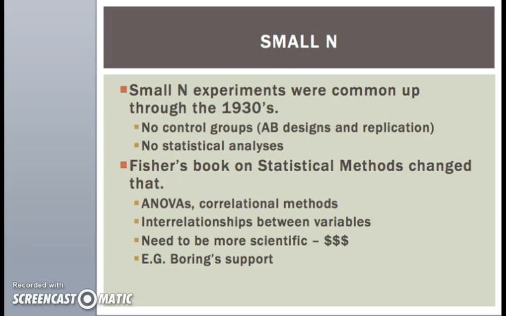Small N designs were common up through the 1930s. There were no control groups per se. You had primarily A-B designs and then replication. So they would measure, manipulate, and measure again, and then go back and replicate the phenomenon. And this was true not only for behavior, but especially for biology and chemistry and physics. There were no statistical analyses, not the ones we use today, to determine whether something had changed or not. Fisher's book on statistical methods changed that.